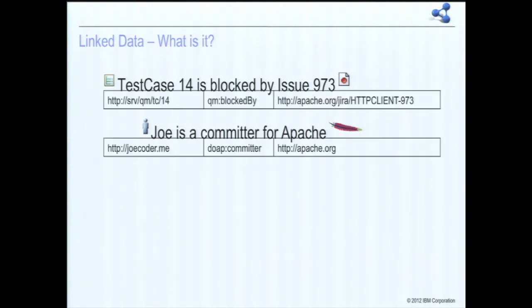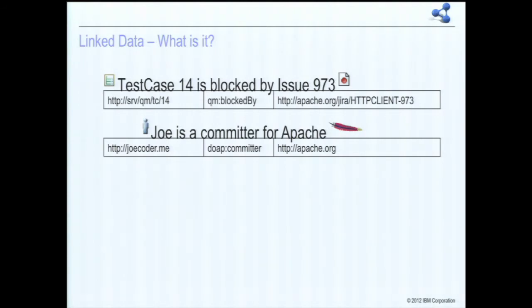But following Tim Berners-Lee's rule number one, to help the computer understand this, we're going to give a URI to each one of these things. So the test case has a URI. It might be an HTTP URI to my internal tracking system. Either I built it myself, or a buddy of mine where I worked had a piece of code I leveraged, or we bought a commercial-grade tool, whatever it might be.